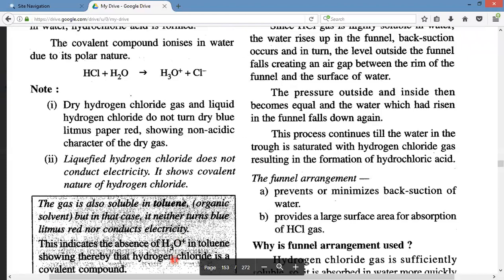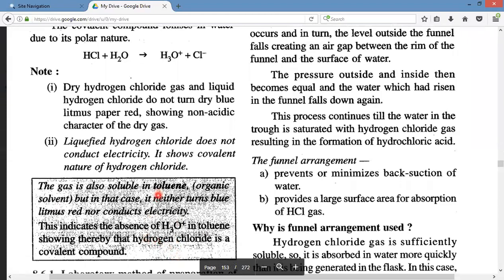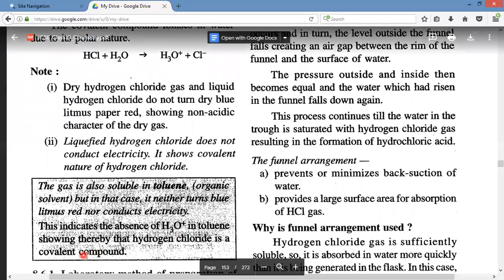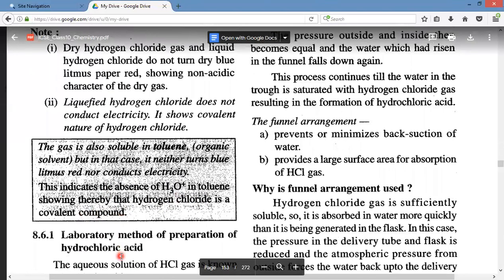I am repeating again. The reason behind the above point is only one, that is the absence of hydronium ions. Hydronium ions can only be formed when it is dissolved in water. That's why in toluene it does not show conductivity or a litmus test. Again it shows it is a covalent compound.